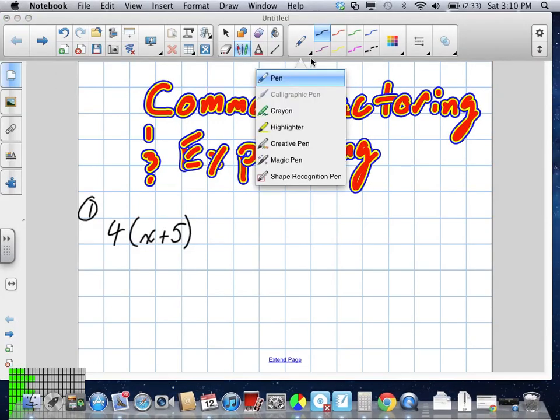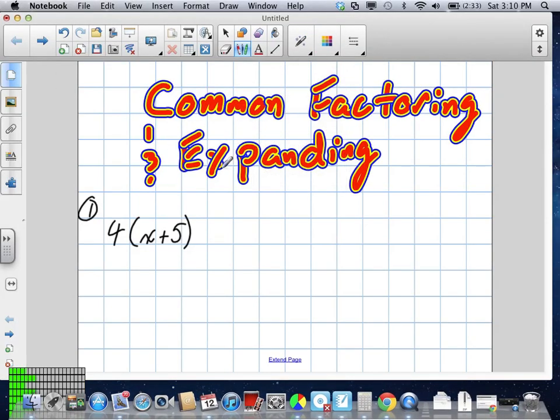Okay, so we're going to go over common factoring and expanding. We're actually going to start with the expanding stuff. Expanding and simplifying is what they normally call it. And this is a quiz you did. So one of the first questions was you have the number 4 outside of a set of brackets.